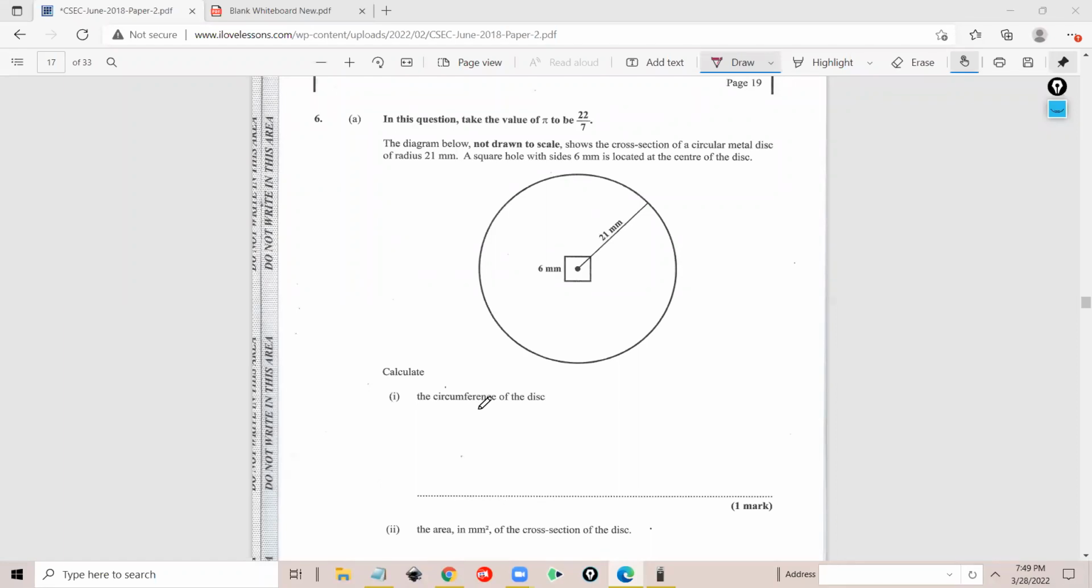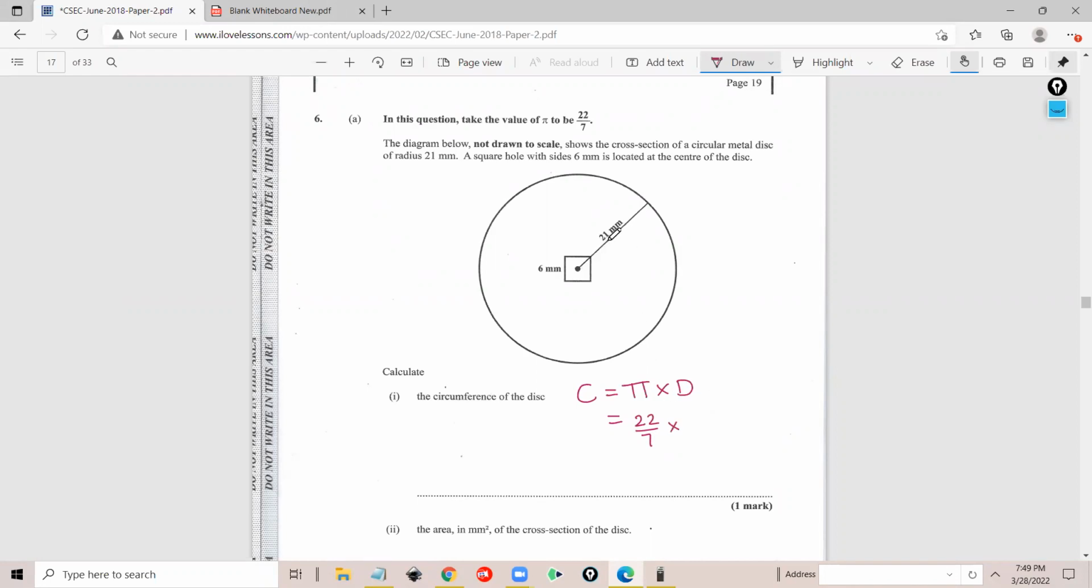There are a couple of different versions of the circumference formula, but this is my preferred version. Circumference is pi multiplied by diameter. Now remember, the examiner said to use 22 over 7 as the value of pi. And then you have to multiply by the diameter.